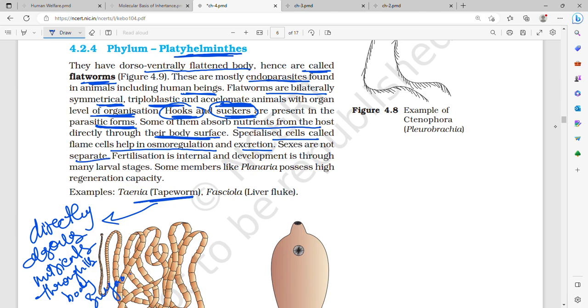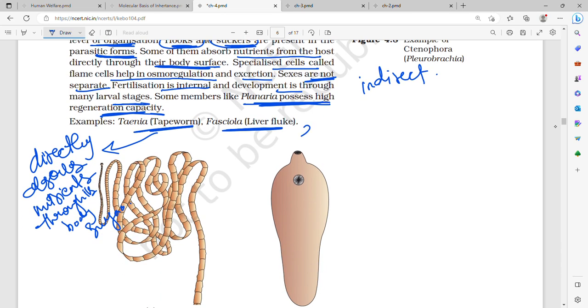Sexes are not separate. Again, hermaphrodite. Fertilization is internal, development is through many larval stages, so development is indirect. Some members like Planaria possess high regeneration capacity. Examples are Taenia, tapeworm, and Fasciola, liver fluke. Also you can take blood fluke.